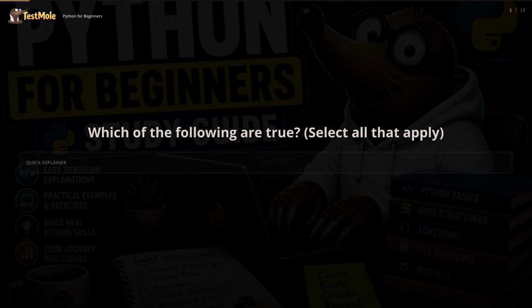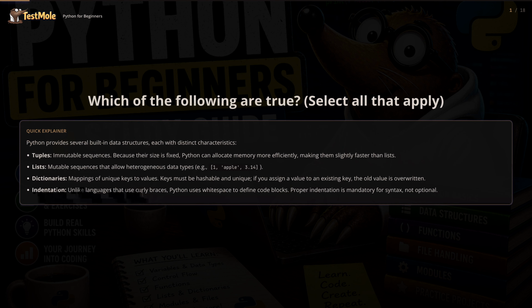Which of the following are true? Select all that apply. Python provides several built-in data structures, each with distinct characteristics. Tuples, immutable sequences. Because their size is fixed, Python can allocate memory more efficiently, making them slightly faster than lists. Lists, mutable sequences that allow heterogeneous data types, e.g., 1, Apple, 3.14. Dictionaries, mappings of unique keys to values. Keys must be hashable and unique. If you assign a value to an existing key, the old value is overwritten.